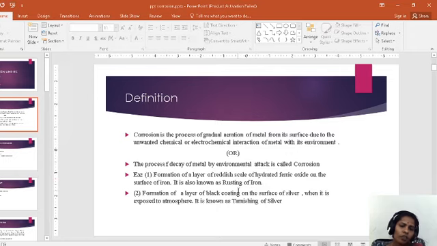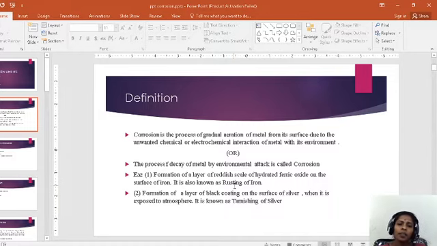An example of corrosion is the formation of a layer of reddish scale of hydrated ferric oxide on the surface of iron. So you can observe the rust formation on the iron. A brown layer is forming on the surface of the iron. That brown layer is one of the best examples of corrosion. It is also known as the rusting of iron.